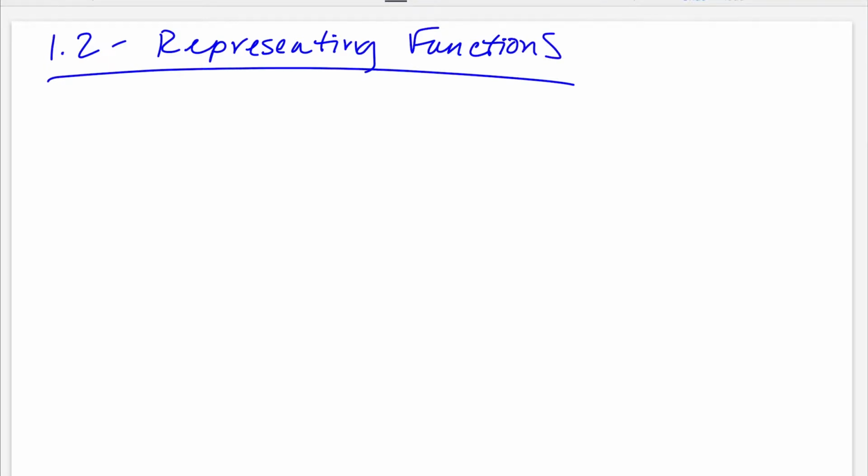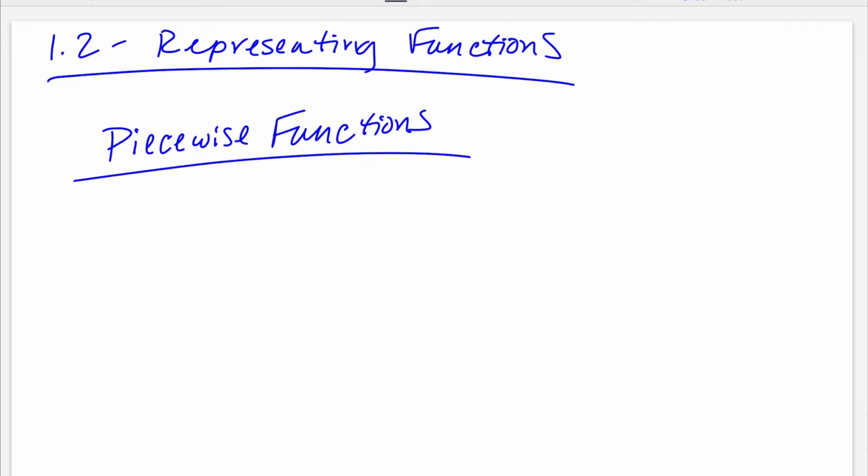Still review here. In section 1.2, we're going to be representing functions. So just the basics that go with this. The first type of function we're going to talk about are piecewise functions. Remember those? Where you're taking a piece of this, a piece of that, all of this together makes a single function. So here's an example.